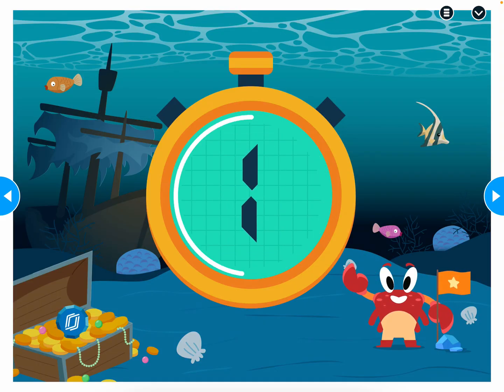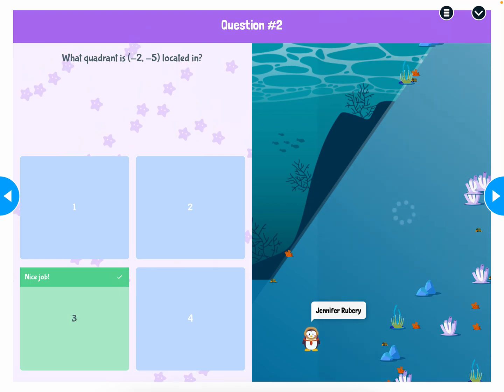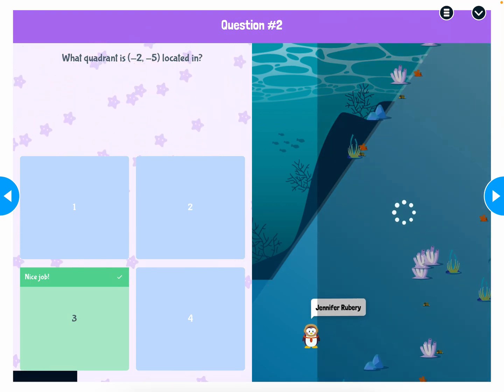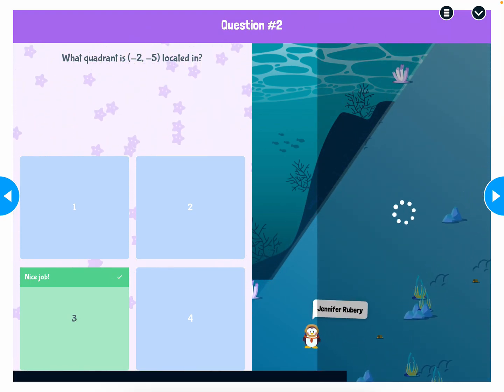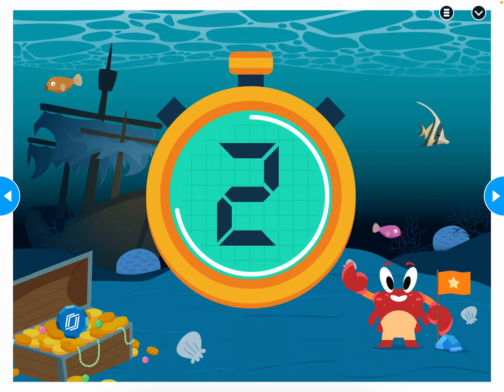Next question. What quadrant is negative 2, negative 5 located in? So if I go to negative 2, I'm moving to the left 2. Negative 5, I'm moving down. That puts me in the third quadrant. And I like to draw a little picture for myself as I figure these out. Make a little coordinate plane, label the quadrants, and move to it.